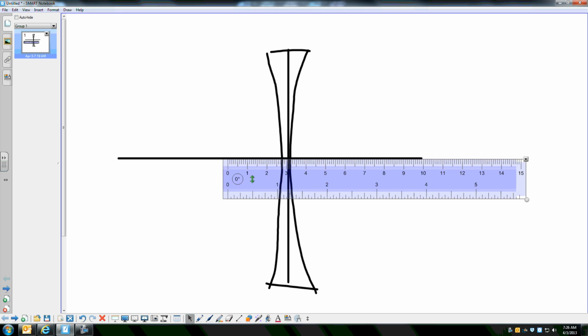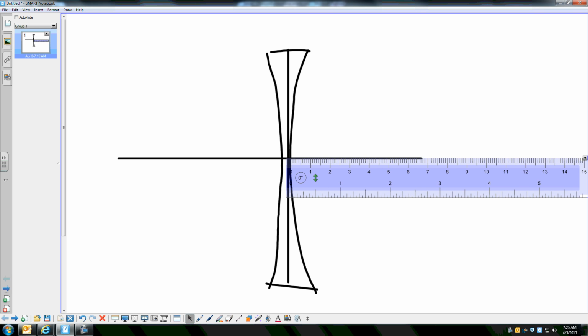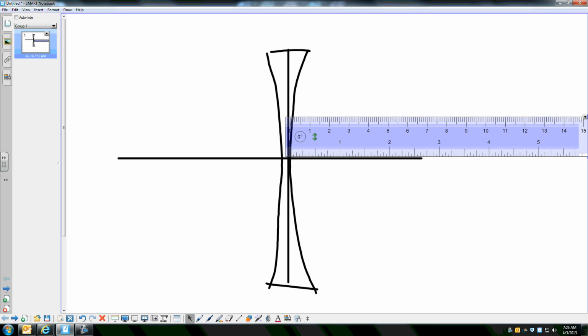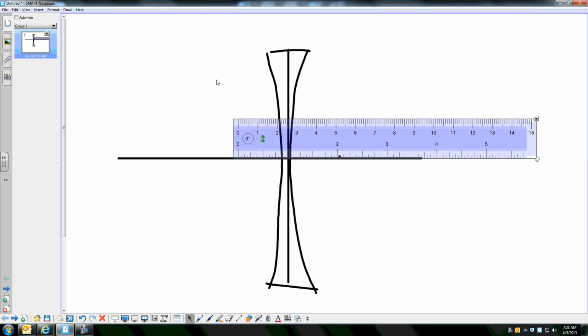All right, I'm going to measure one about, let's use inches. 3? That's a little far. Let's put one at 1 right there. I'm going to go to the other side and put one there as well.